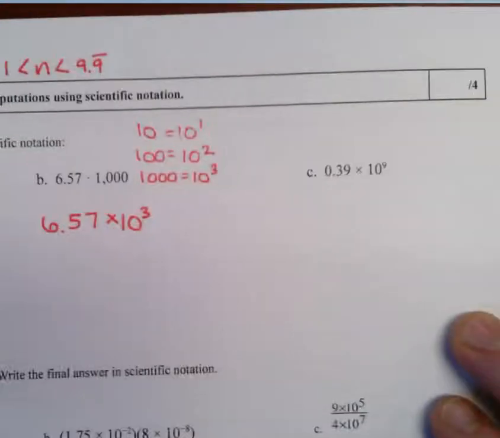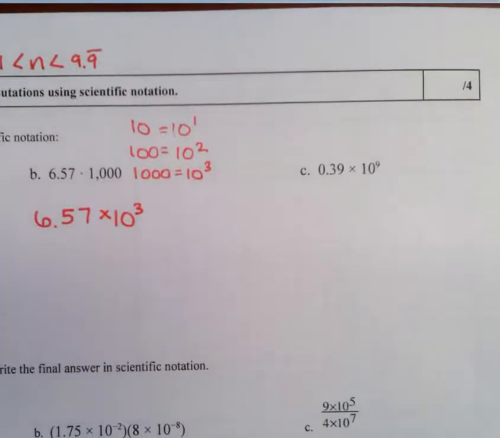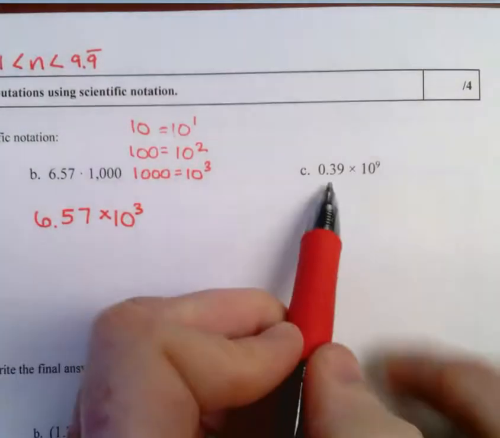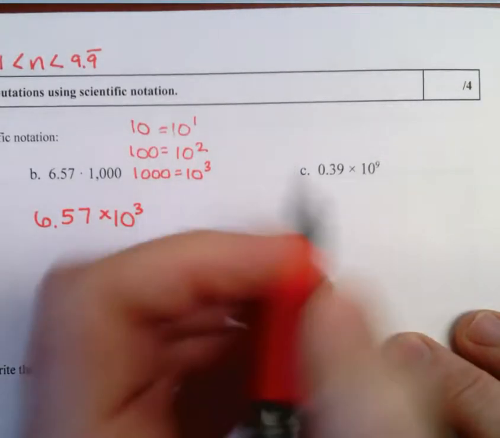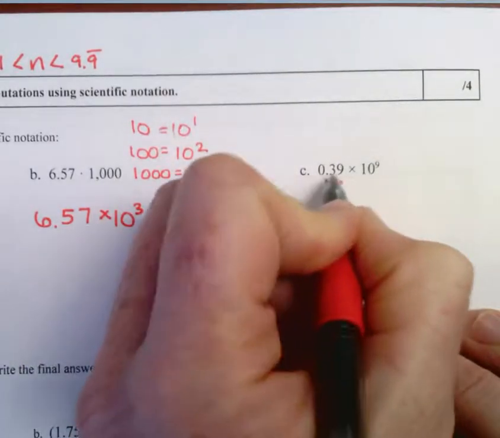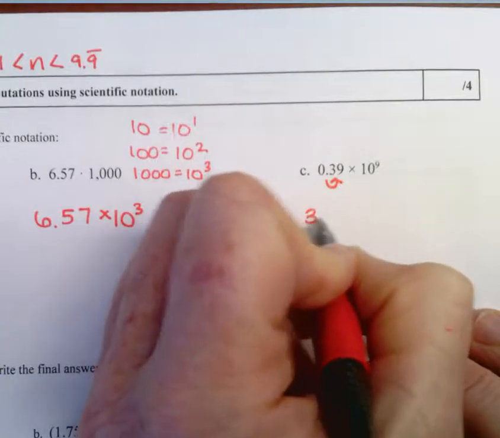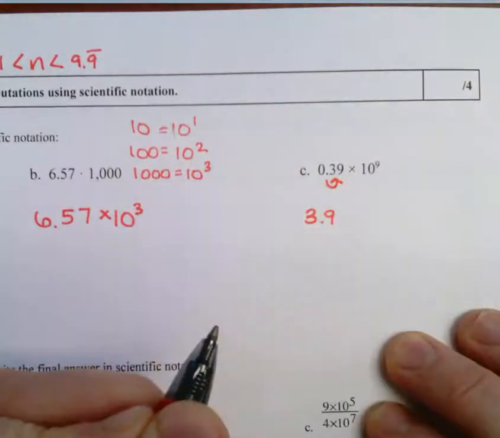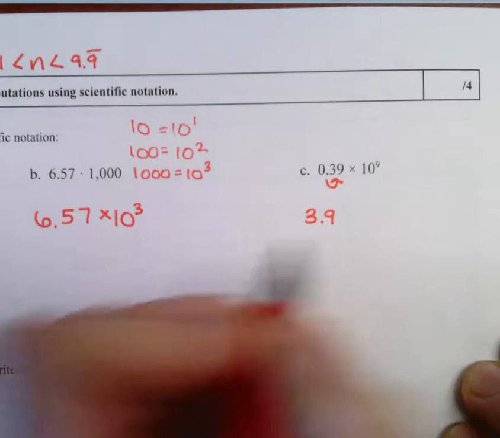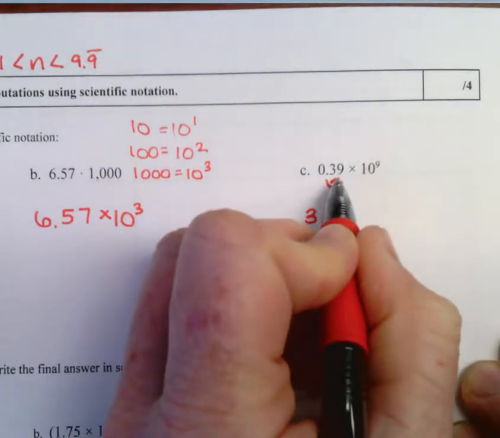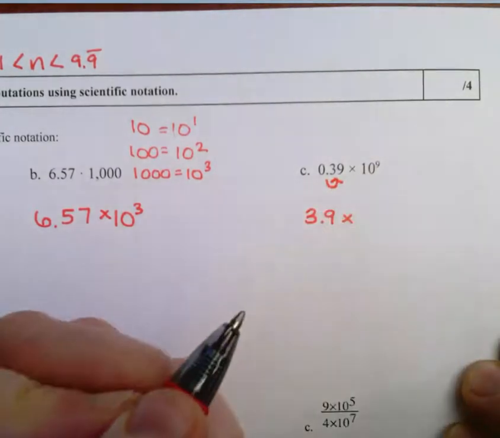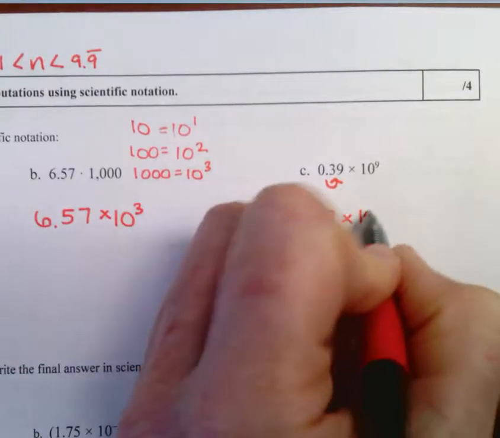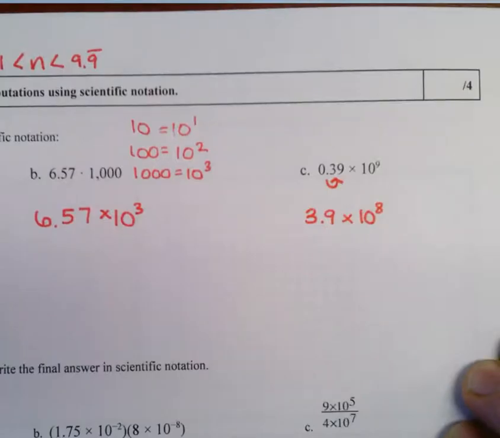Okay, all right. 0.39. So we need to turn this into 3.9. So we're going to make this number bigger. So that becomes 3.9. Made it bigger by a power of 10. So if we make this bigger, we're going to have to make this smaller to maintain its value. Okay, those are all written correctly.